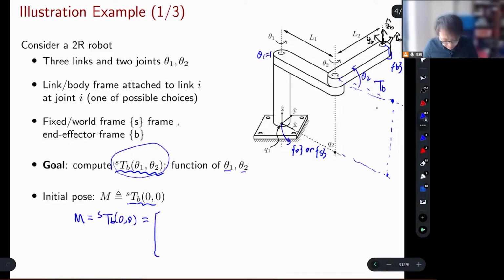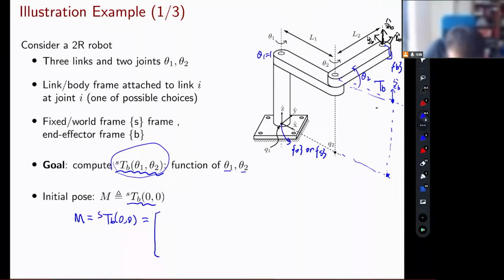The position is this point, right? Sorry, the center of the frame will be here, right? If that's 0, right? Yeah. So L1 plus L2.